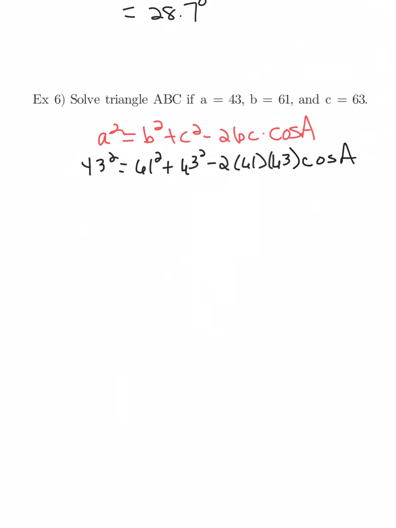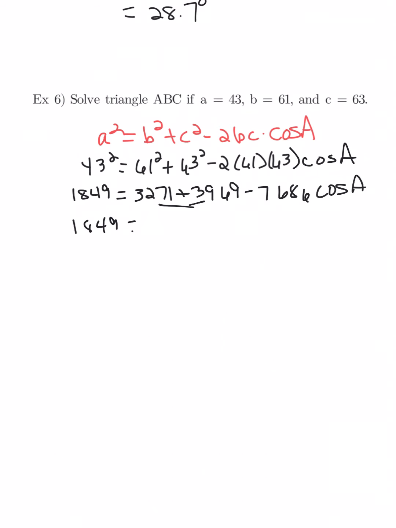Well, 43 squared is 1849. 61 squared is 3271. 63 squared is 3969. 2 times 61 times 63 gives us 7686 times the cosine of A. Putting my like terms together here, I will have 1849 equals 7690 minus 7686 times the cosine of A.